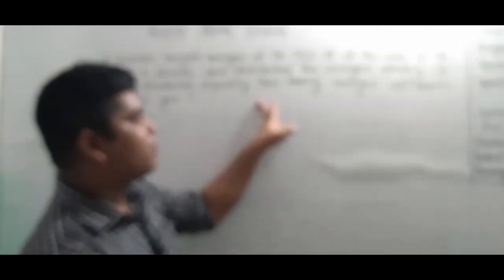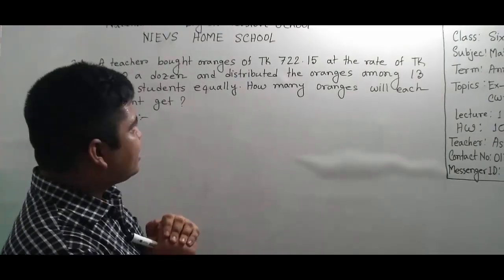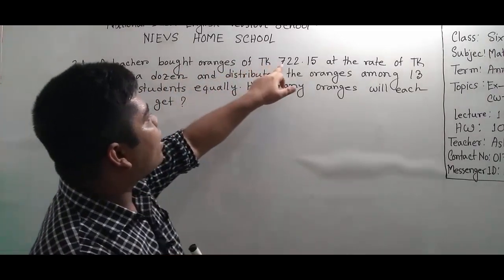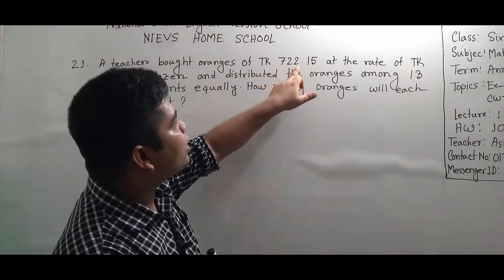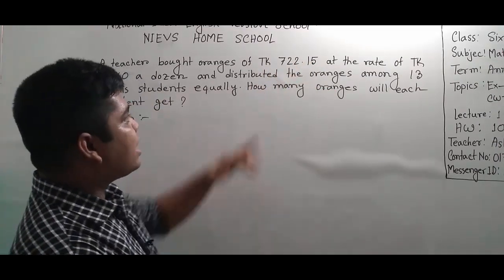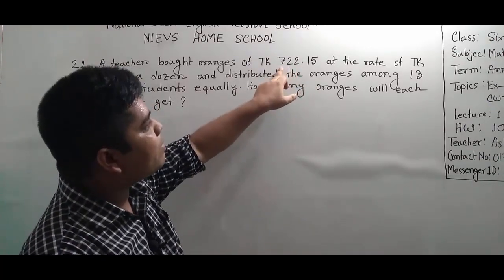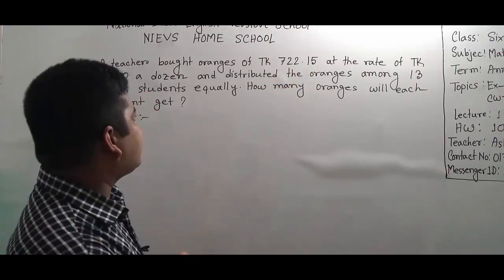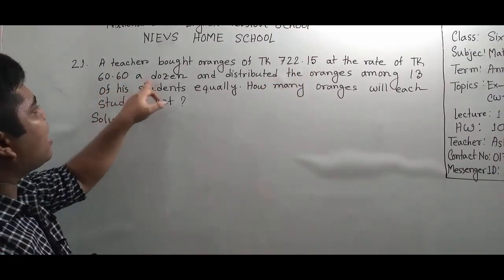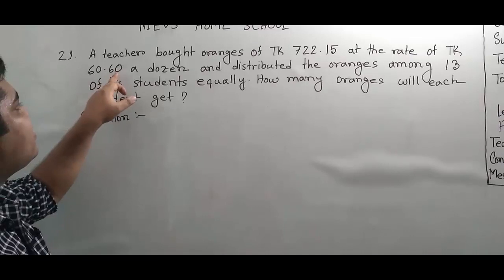My dear students, before starting to solve a math problem, you must make a plan of how to solve it. This is an odd problem, so at first you make a plan or algorithm. Notice, the teacher bought oranges worth 722.15 taka, but the number of oranges is not given. We need to find out how many oranges can be bought with this amount of taka. The information 60.60 taka a dozen is given, that means the price of a dozen oranges is 60.60 taka.